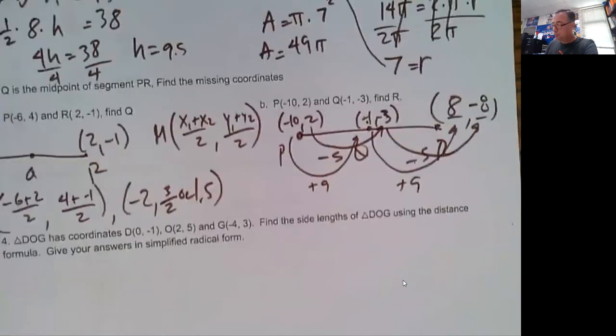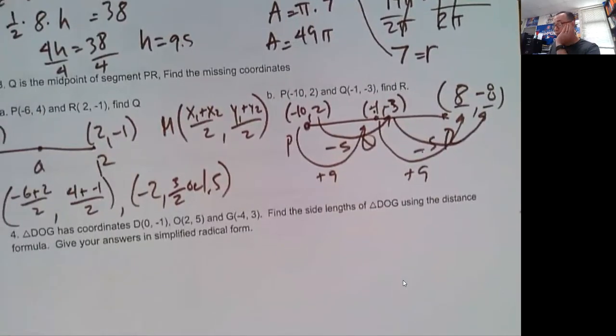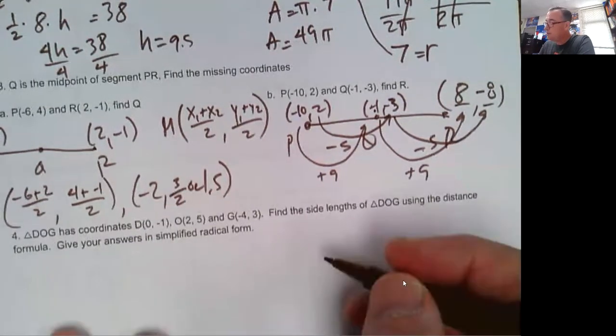Next, triangle DOG has these 3 things. Find the side lengths of DOG using the distance formula. Give your answers in simplified radical form. Now that's a lot. We did a little simplified radical, but not a ton. So you're going to have to do the distance.